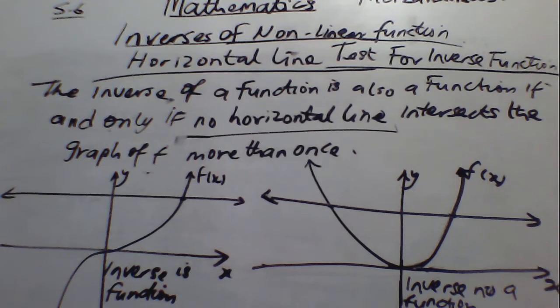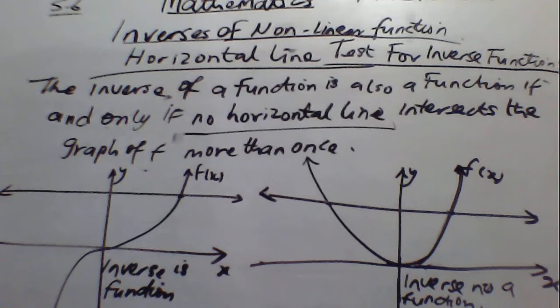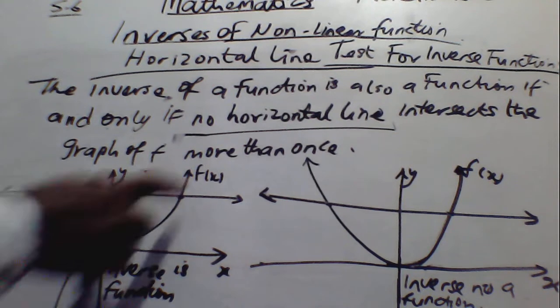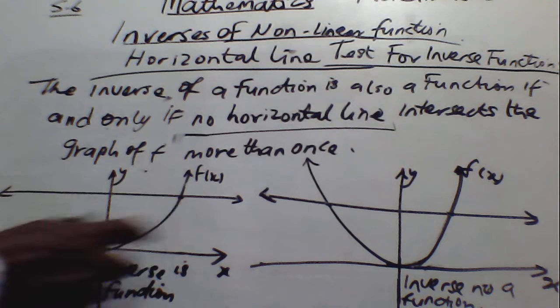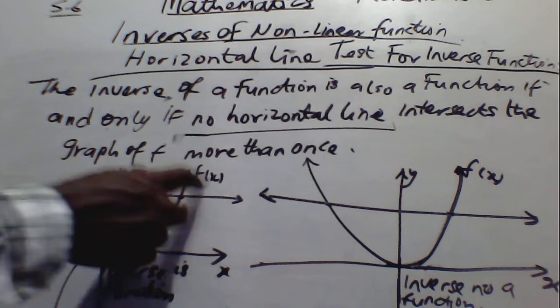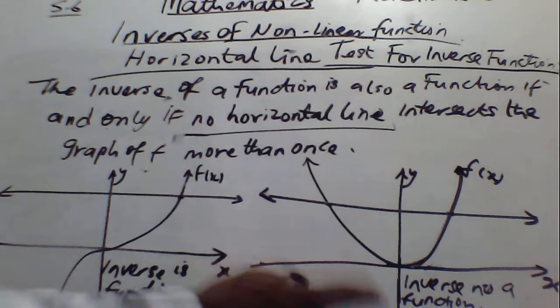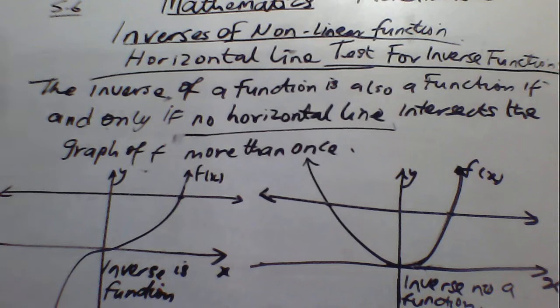So this is what the horizontal line test states. Do you have any question before we proceed? For this particular function, its inverse is a function. If you find the inverse of the other one, the inverse is not a function, as we have done in the previous examples. So can we continue?